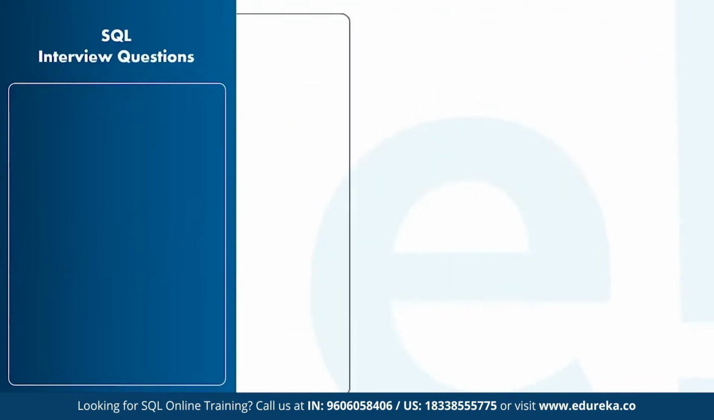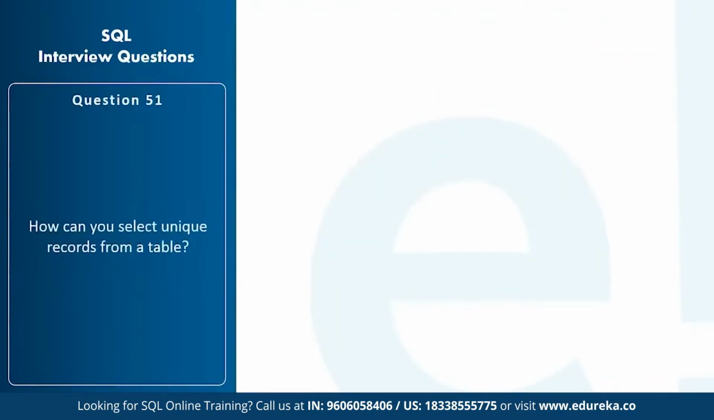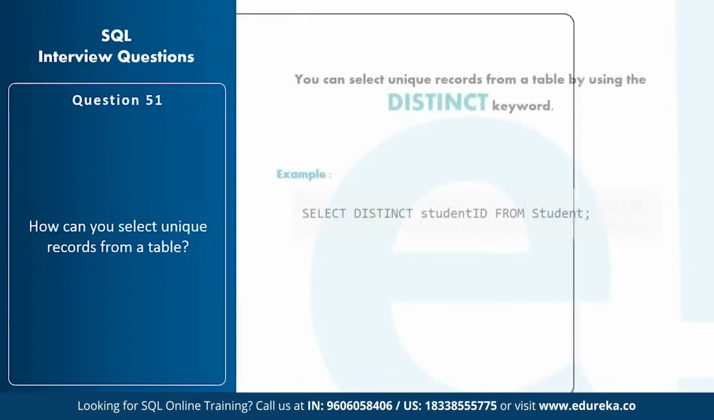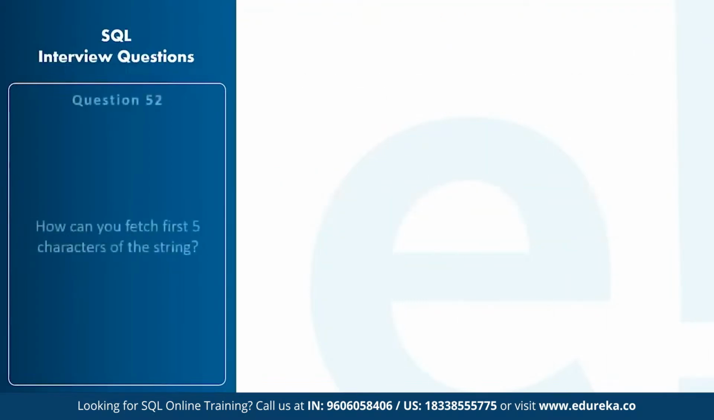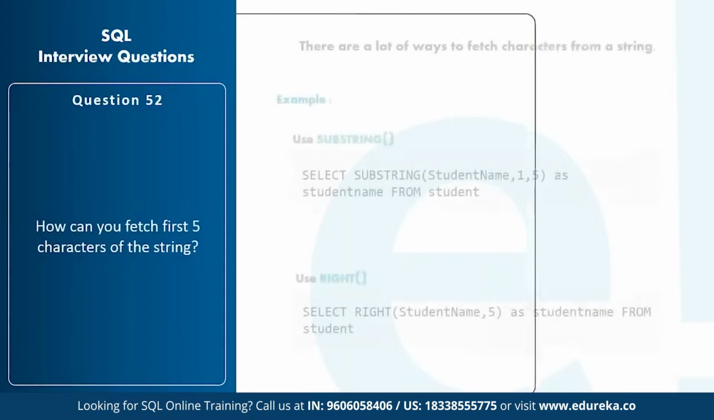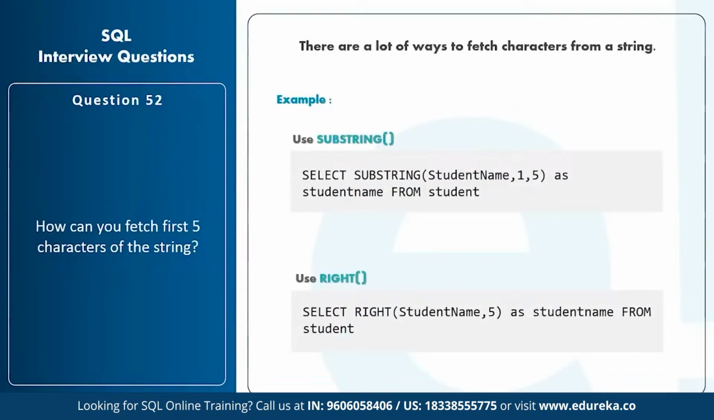Now let's move forward to the next question, that is, how can you select unique records from a table? Well, you can select unique records from a table by using the distinct keyword. For your better understanding, you can write a query like select distinct student ID from student, right? With the help of this query, all the unique records from the student table will be selected. Let's move forward with the next question, that is, how can you fetch the first 5 characters of a string? There are obviously a lot of ways to fetch the characters from a string.